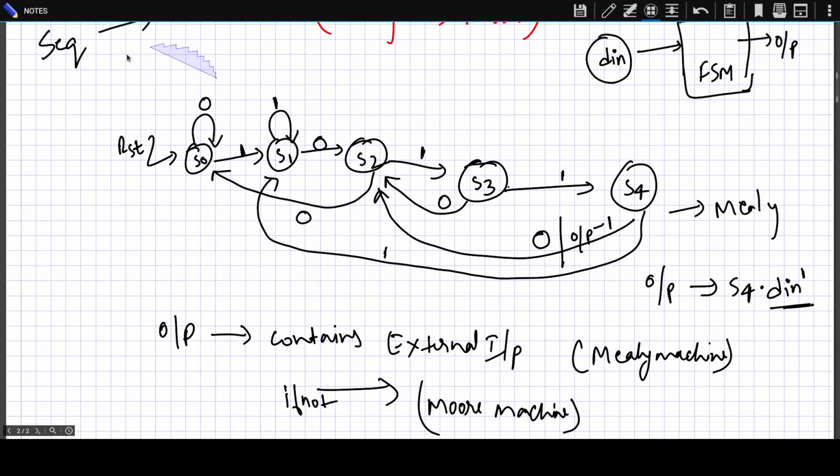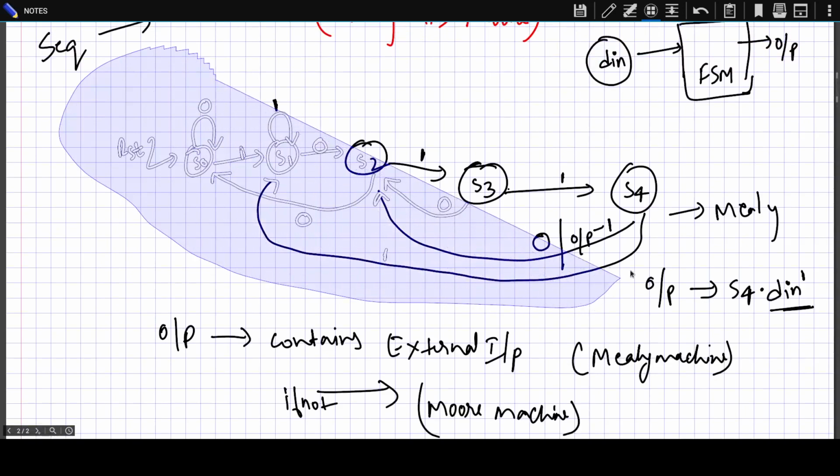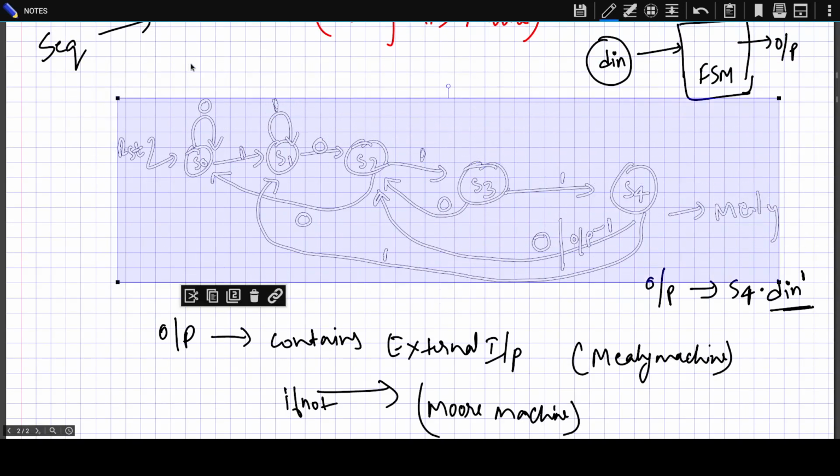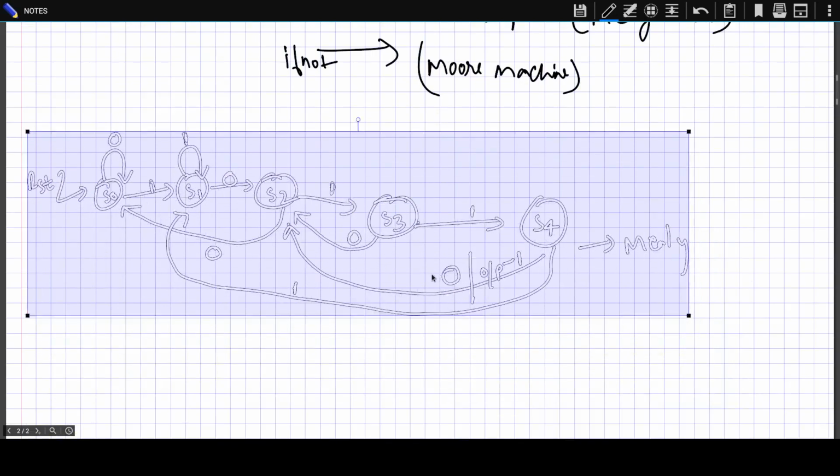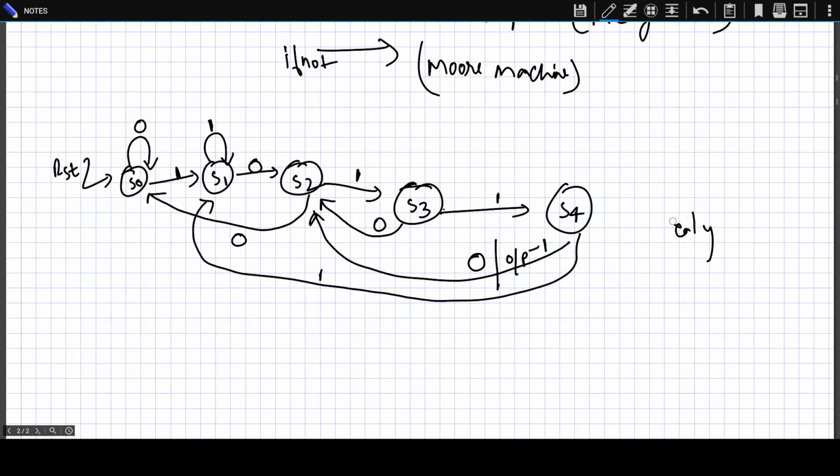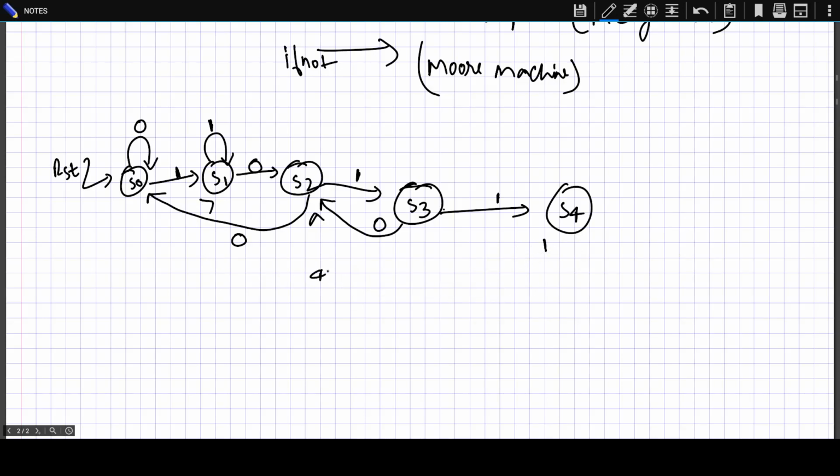Let me copy this circuit, then we'll go about developing the Moore machine for it. The state S4 signified that we have detected 1011 of the pattern 10110, and only the final 0 remains to be detected.